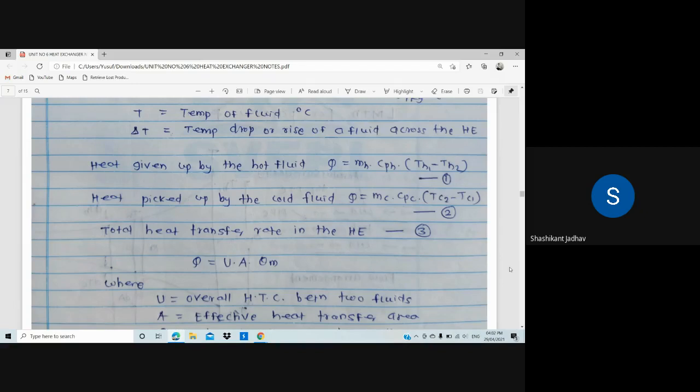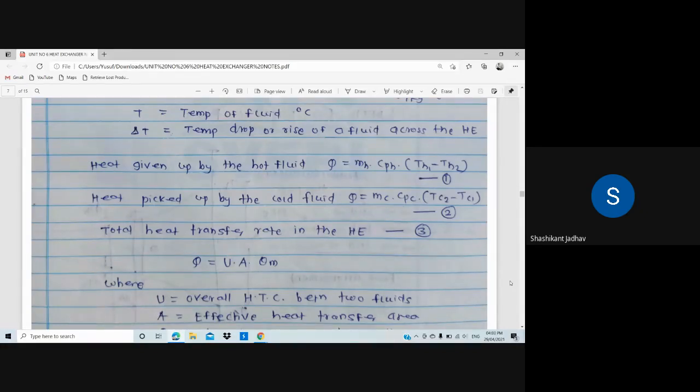Total heat transfer rate in the heat exchanger. Write down that equation: Q is equal to U into A into theta m.